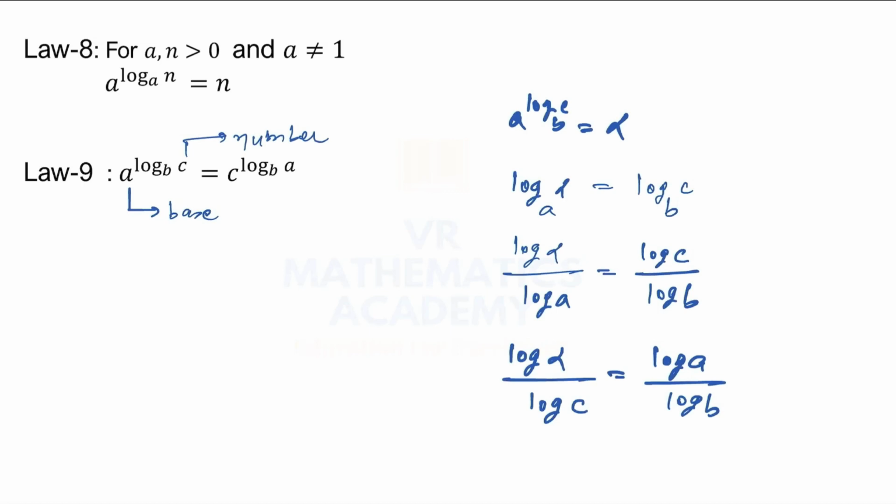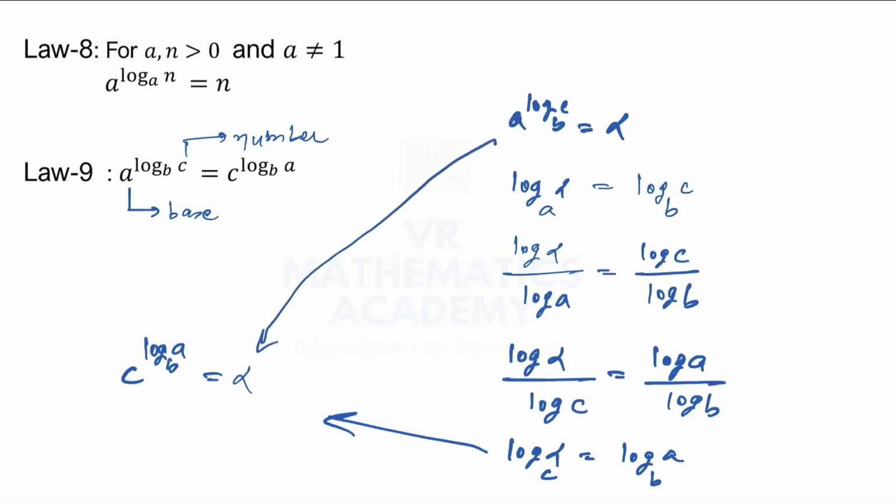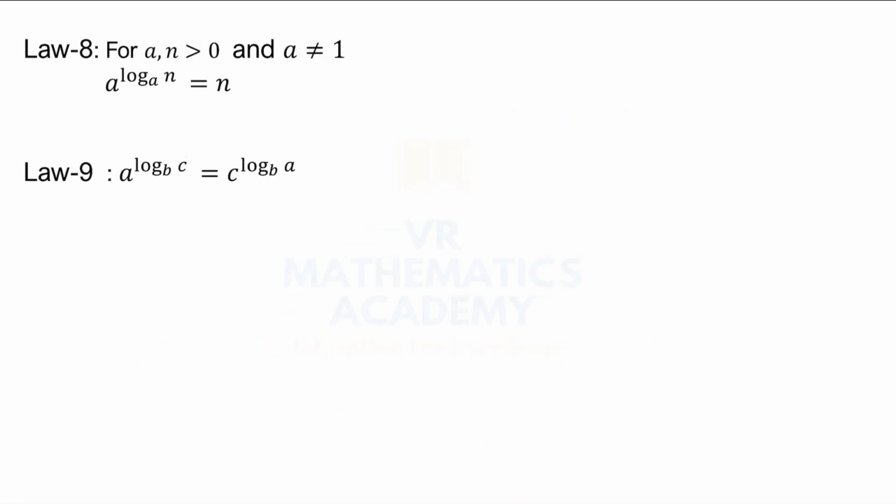So finally it can be written as log of alpha base c equal to log of a base b. Now by again applying the exponent definition, it changes to c raised to the power log a base b equal to alpha. And what is alpha? Alpha is a raised to the power log c base b. So now we have completely proved law number 1 to law number 9. That is how we can prove all these laws with the help of exponent properties.